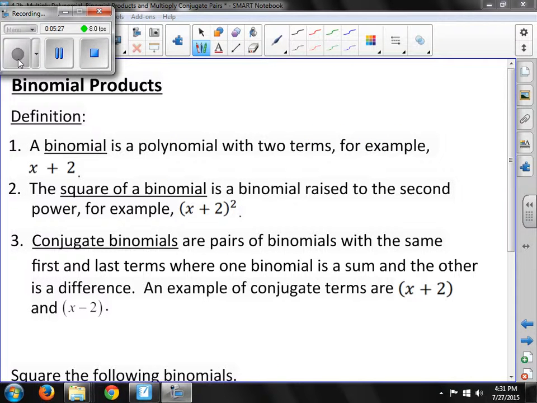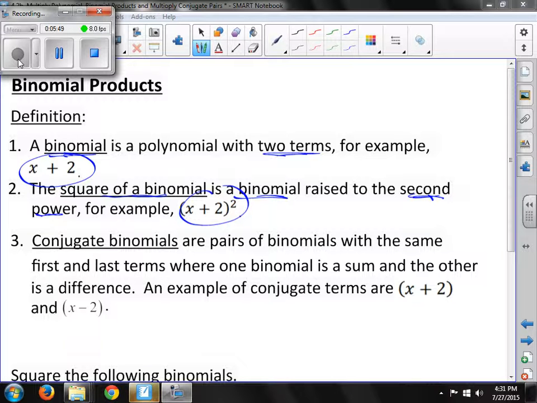Binomial products. A binomial is a polynomial with two terms. For example, x plus 2 is a binomial. The square of a binomial is a binomial raised to the second power. Or we could have x plus 2 squared.